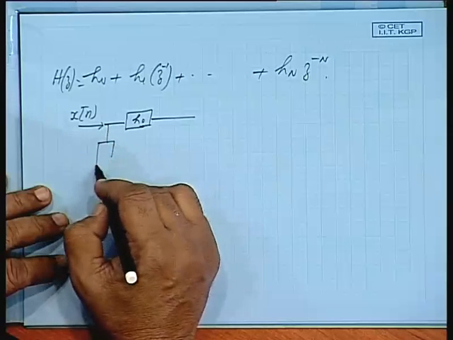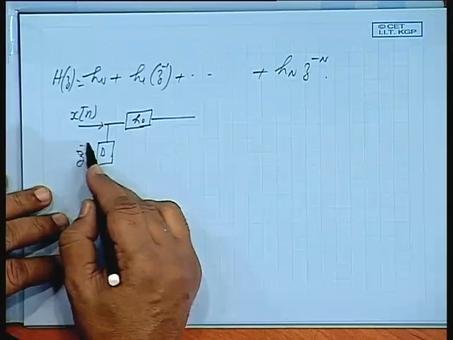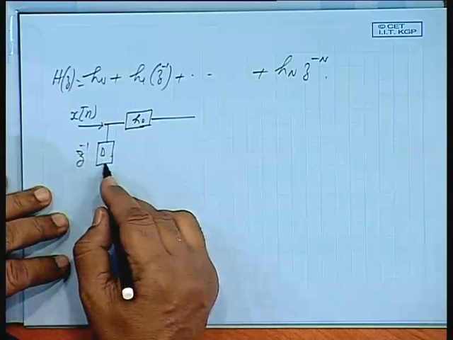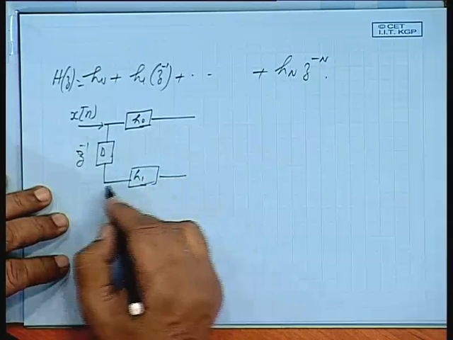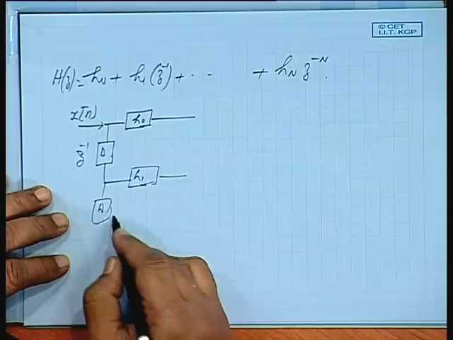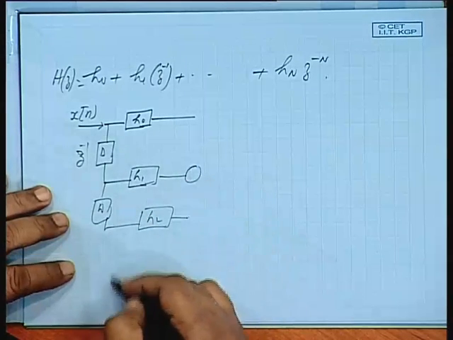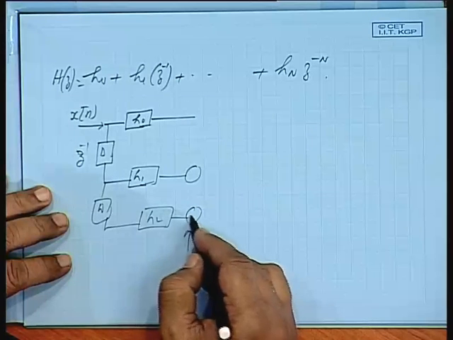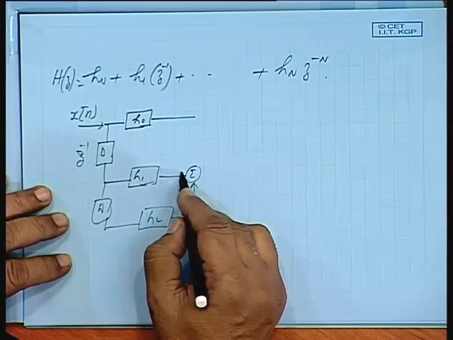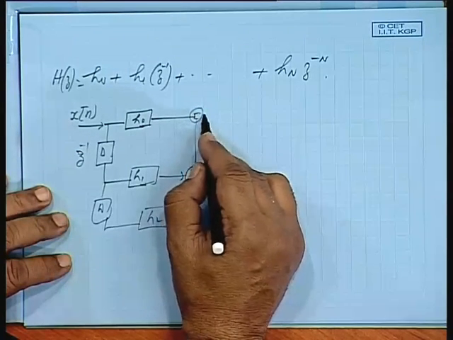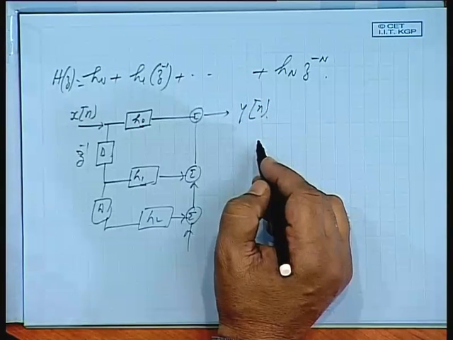Then I put a delay circuit, a delay element. I can write capital D or Z inverse. As I told you, both the conventions are used by textbooks. And then again multiply by H1, again put a delay, multiplied by H2 and so on. And then from the bottom you keep on adding, this is an adder, again this is an adder, again this is an adder and this will be the output. This is the simple FIR structure.